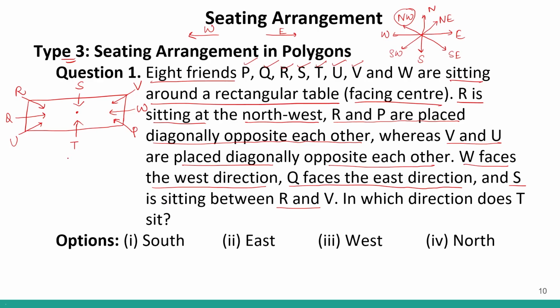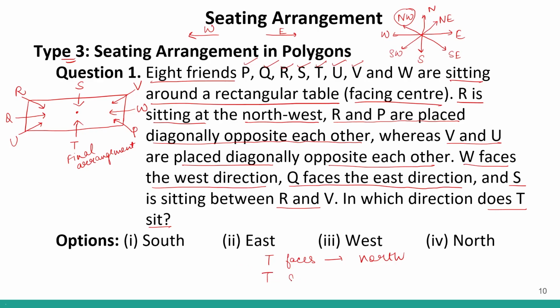Okay. Now, the question asks, in which direction does T sit? We have to answer in which direction he is sitting, not the direction he is facing. So if I look at this diagram, if this is my final arrangement, correct? This is my final arrangement. So you have to pay attention to the language of the question also. We are asked in which direction does T sit. So if we are asked which direction T faces, then he faces the north direction because that is where he is looking. Correct? He is looking in the north direction towards the center of the table.